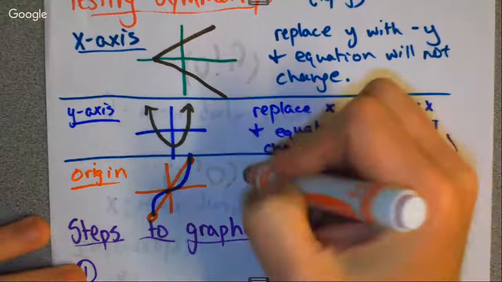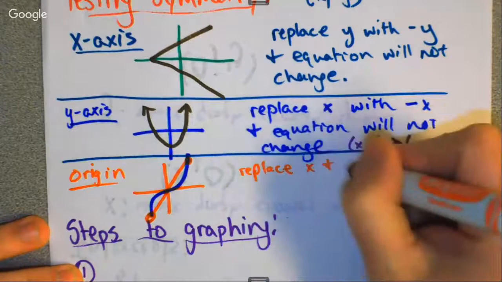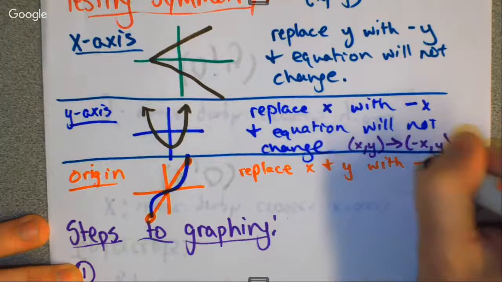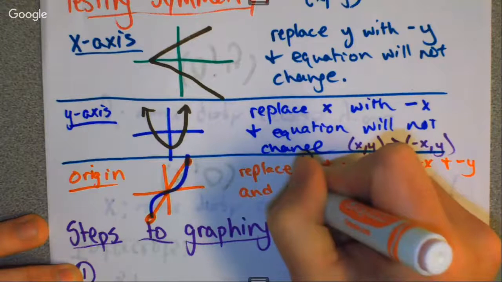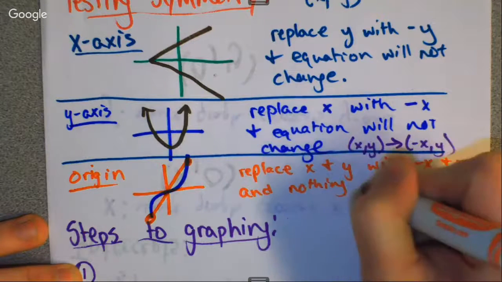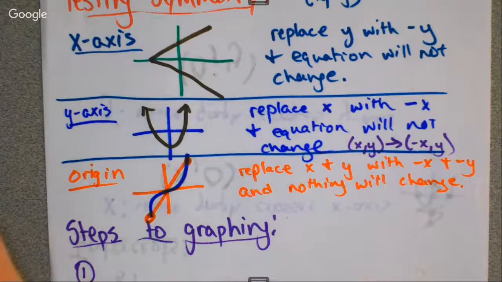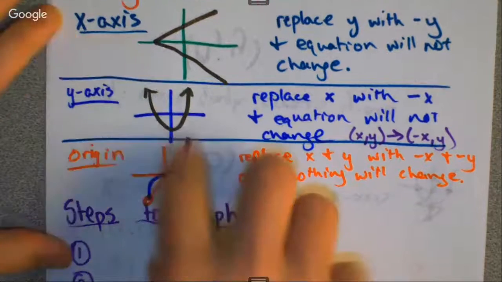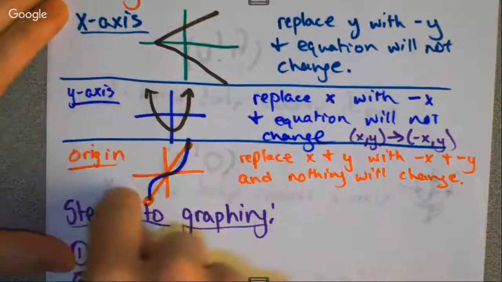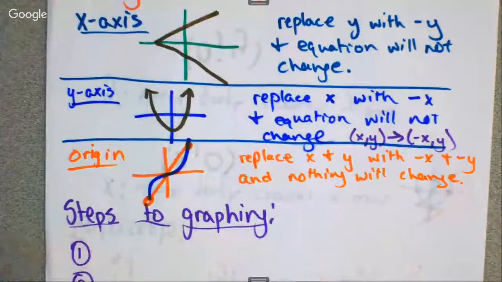So you will replace x and y with negative x and negative y, and nothing will change. So your equation will be the same as the original. We'll have some of those to test out. Your equation could have any one of these symmetries. It could have no symmetry, but it can also have all 3 symmetries as well.